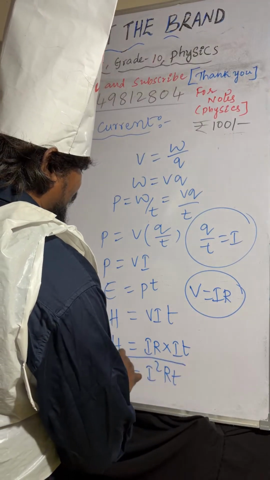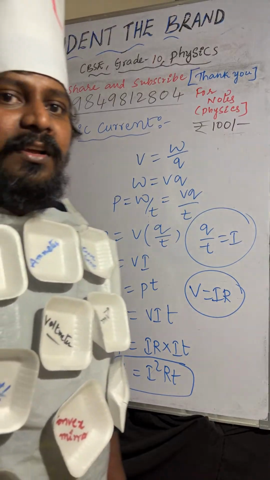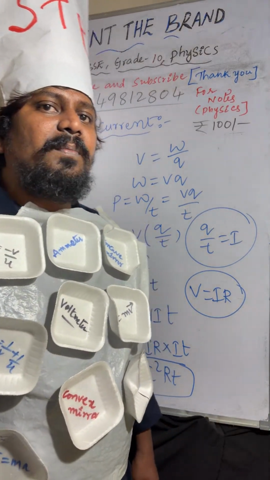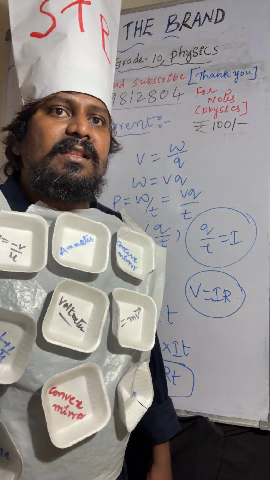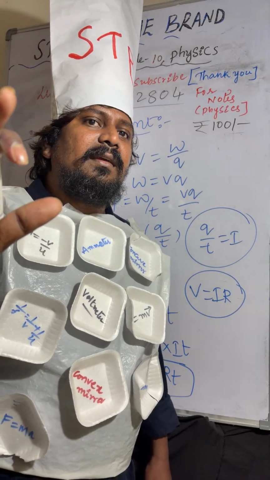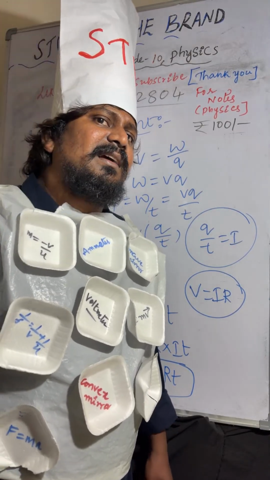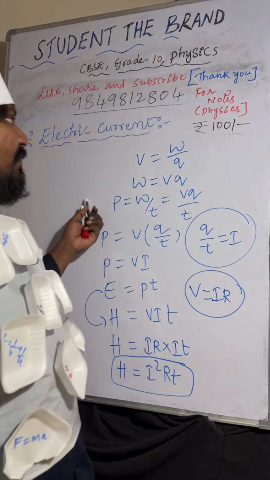Heat produced in the conductor is directly proportional to current, directly proportional to resistance, and directly proportional to time. Yes, so this is about heating effect of electric current.